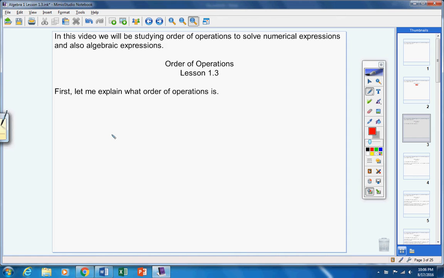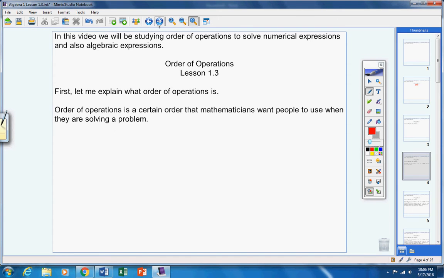Write this down if you want to. If you don't, that's fine. It's up to you, okay? But let me tell you what order of operations is. It is a certain order that mathematicians want people to use when they are solving a problem, okay?